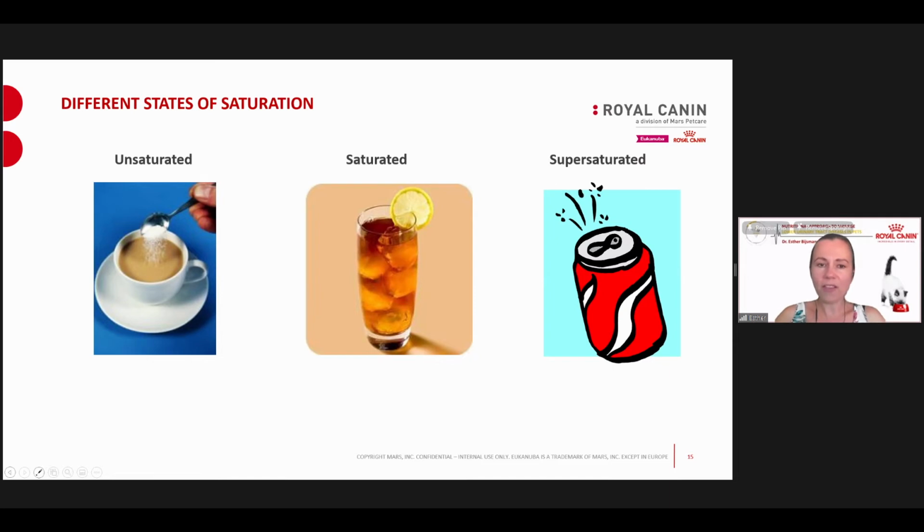So I try to represent the supersaturated solution here with a can of Coke. Carbon dioxide is added to this at a very high pressure. And after that, the can is closed. So nothing is happening there when the can is closed. But when you open it, the CO2 bubbles will release to the surface and you can hear a psh. And this shows that actually the solution was supersaturated with the carbon dioxide.